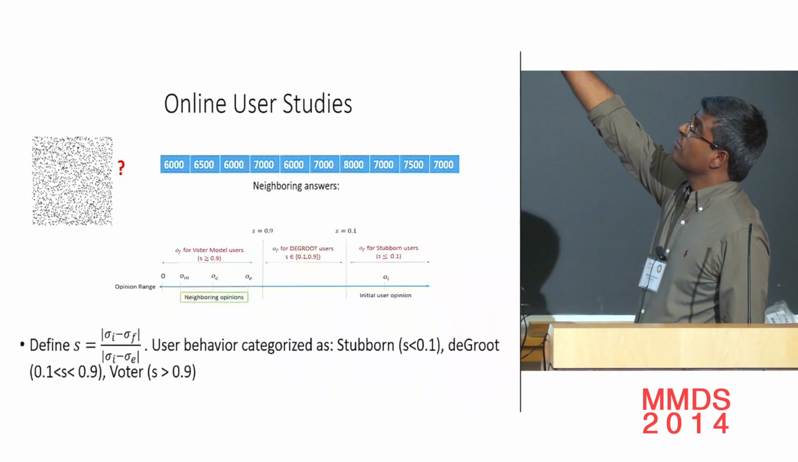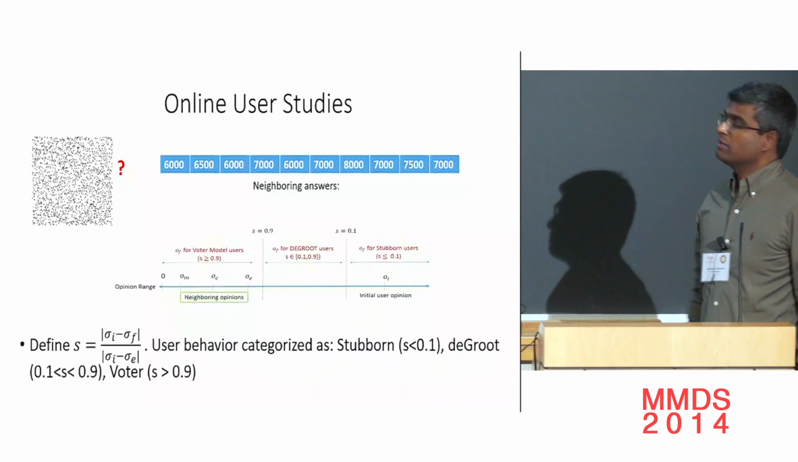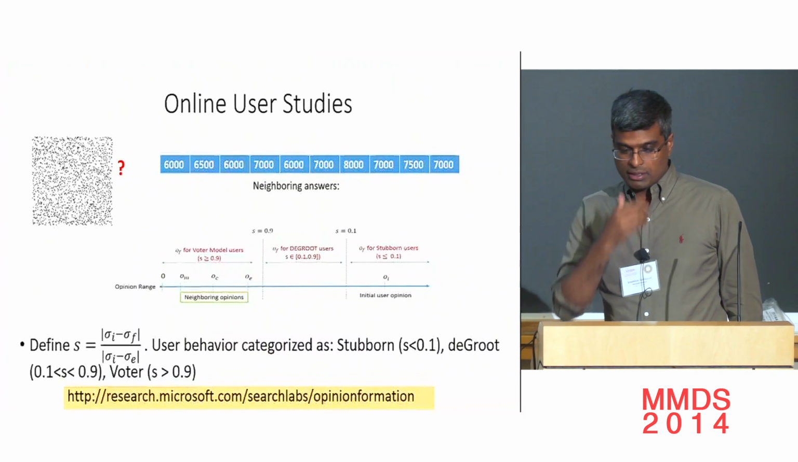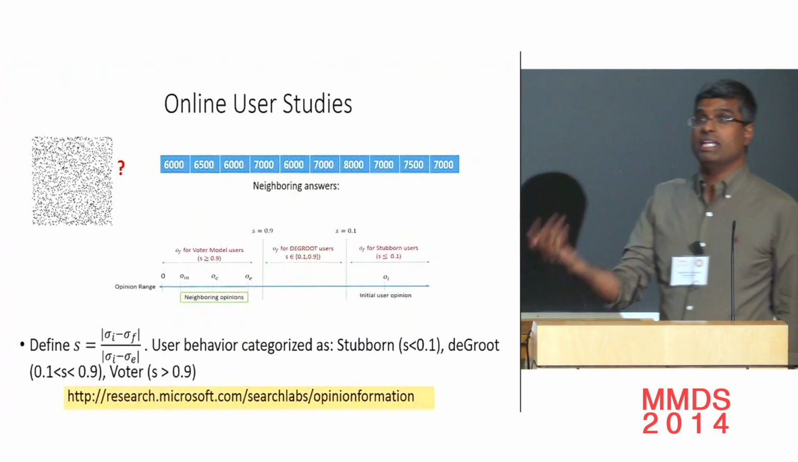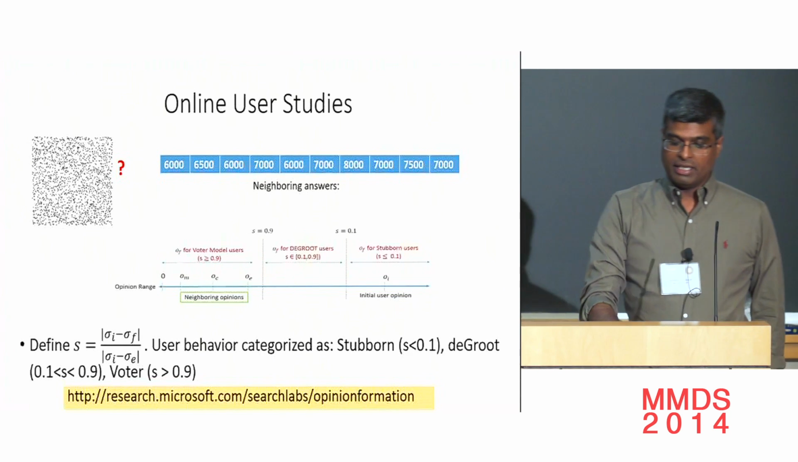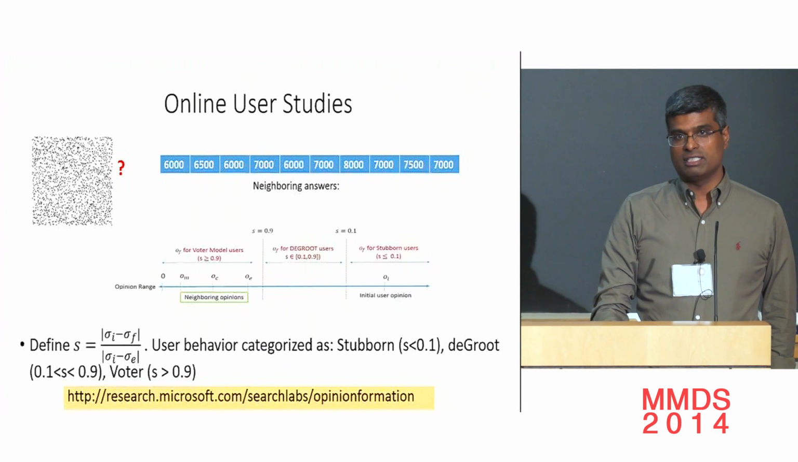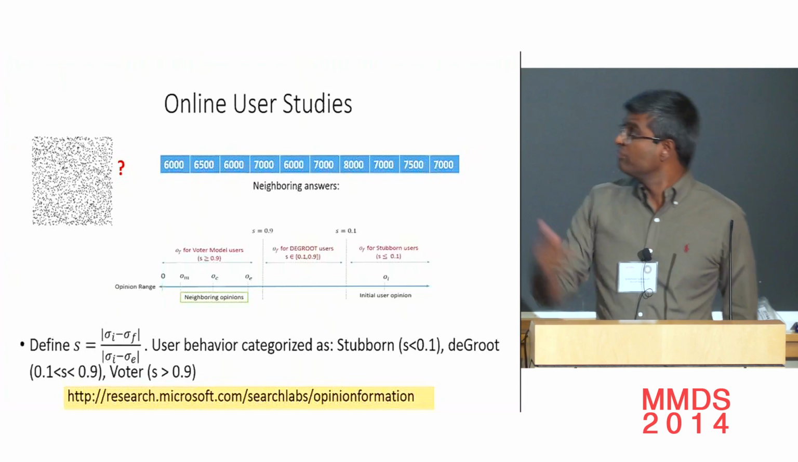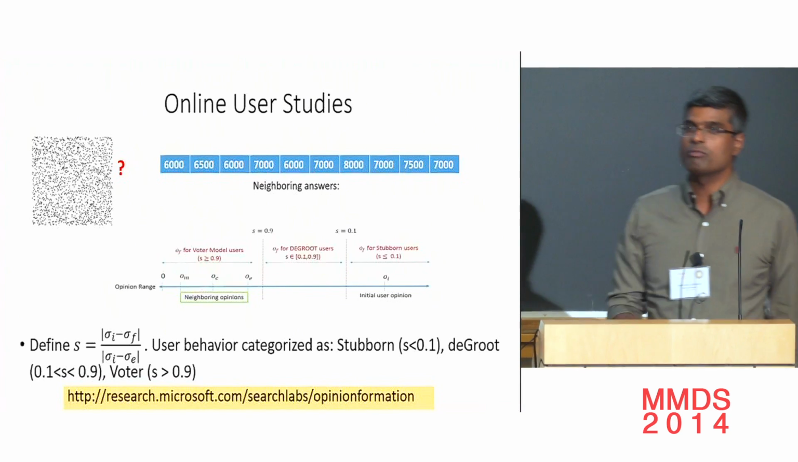Then the one in the middle is the DeGroot user, and then the stubborn user, okay? Now the question is, what kind of user are we seeing in these networks? And by the way, the data for this experiment, for the analysis, is available on our website, and I'll be more than happy to share it. I've given the URL here, but I can give more information offline.